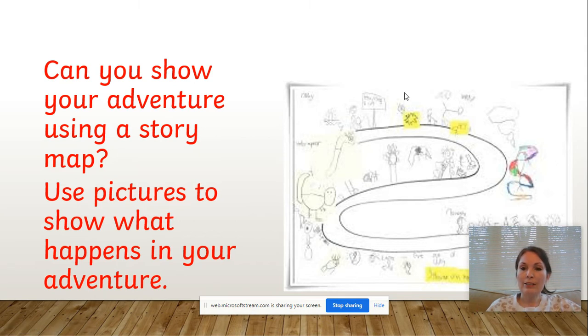And then you need to think about what happens near the middle of your story. Now, normally in the middle of a story, something exciting or interesting or even scary happens. That's what normally happens in the middle part of a story.